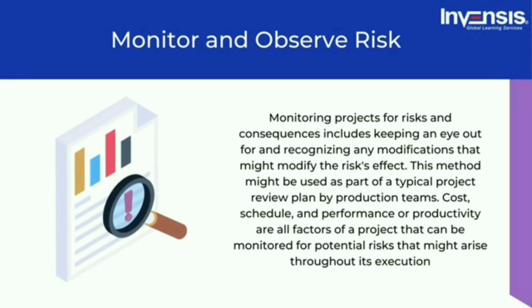The fifth risk mitigation strategy is monitor and observe risk. Monitoring projects for risks and consequences includes keeping an eye out for and recognizing any modifications that might modify the risk's effect. This method might be used as part of a typical project review plan by production teams. Cost, schedule, and performance or productivity are all factors of a project that can be monitored for potential risks that might arise throughout its execution. The following example shows methods for monitoring and evaluating risks and their potential impacts on the execution of a project.